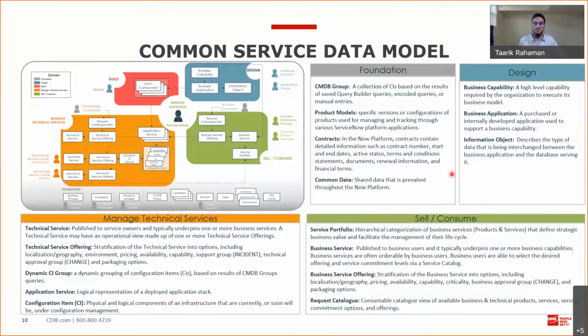ServiceNow CMDB is structured and used according to this model, and it clearly defines the roles of users, whether they are owners or consumers, by the specific area of IT they occupy. Additionally, CSDM provides guidance regarding the foundational data the CMDB is dependent on to achieve the desired outcomes.